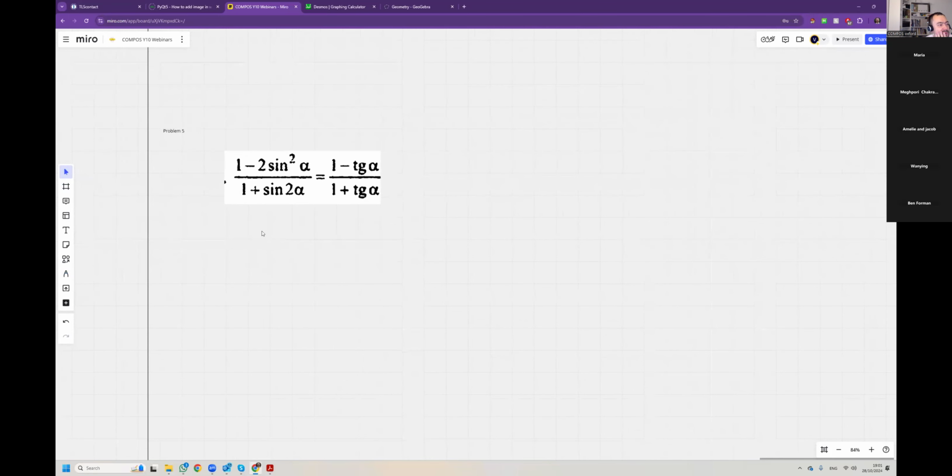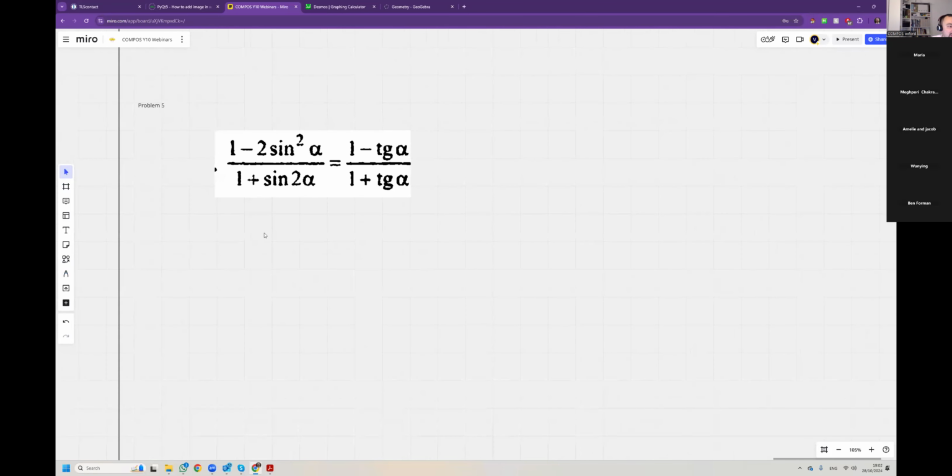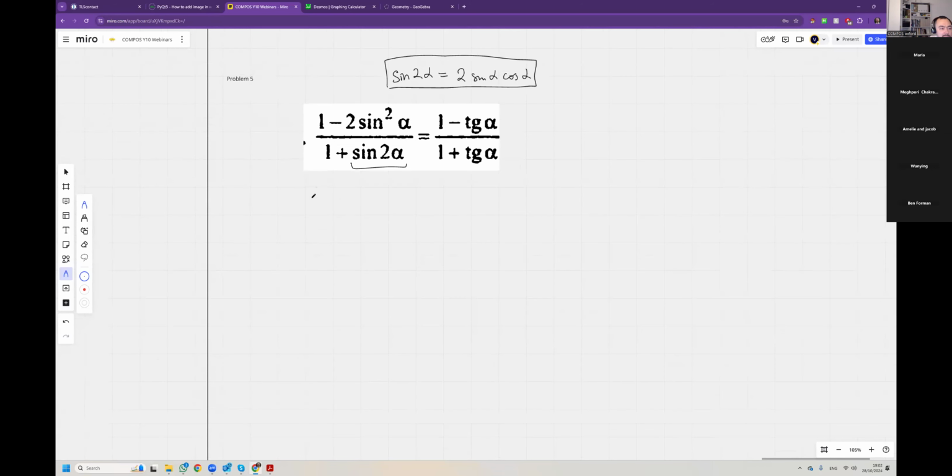Okay, problem 5, and here we use something that you won't be using in the assignment, but this equation that sine 2 alpha is equal to 2 sine alpha cos alpha. Something that you can use. Okay, lovely. So I'm going to modify the left-hand side here.